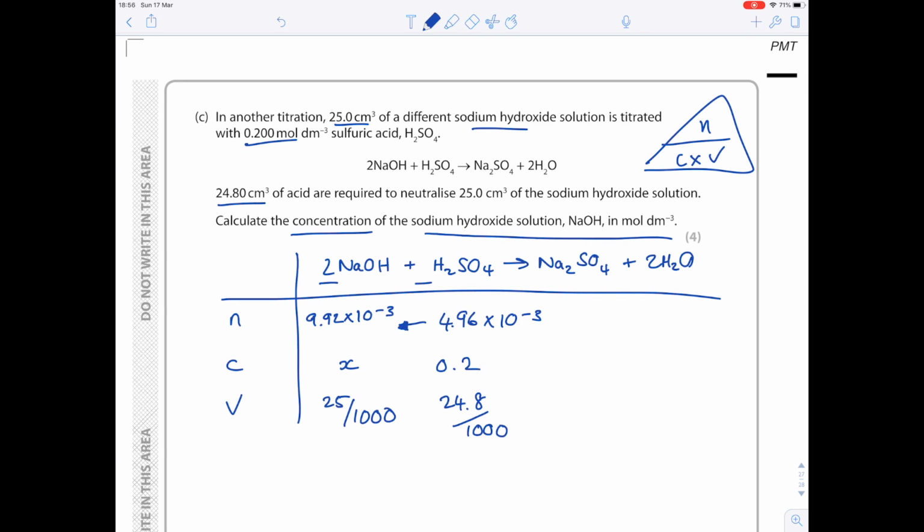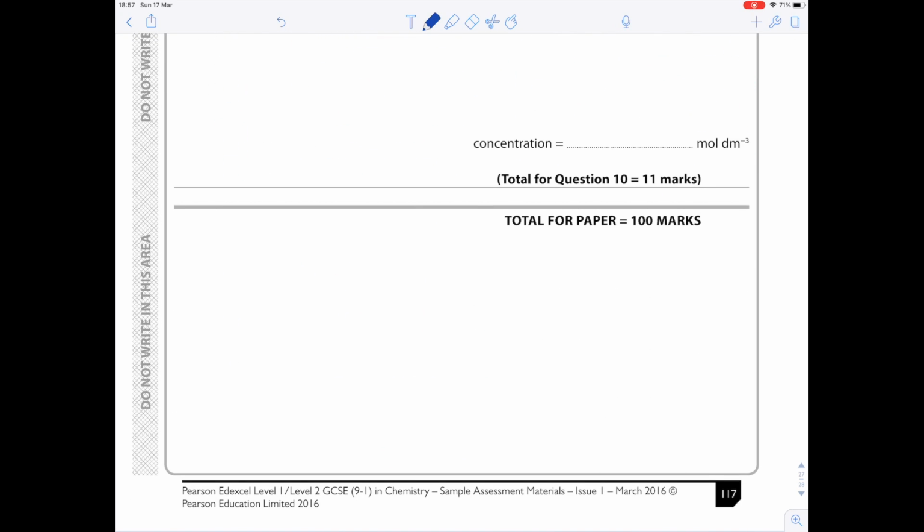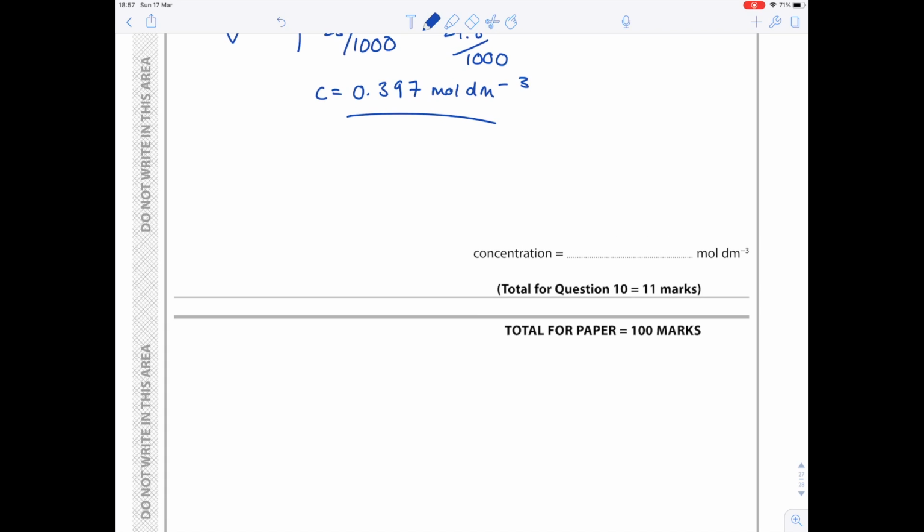And now we're only missing the concentration of sodium hydroxide. So concentration is number of moles divided by volume. So 9.92 times 10 to the minus 3 divided by 25 over 1,000. And you'll get a value which is 0.397, and make sure you've got the correct units here. And we're done. That was quite a beast of a paper. Why don't I just write that number in here for completeness sake?